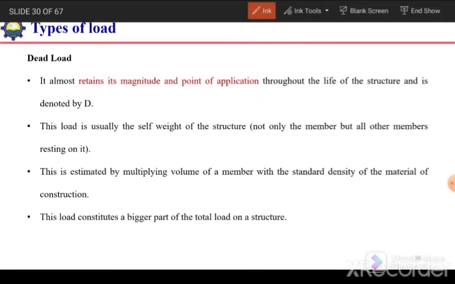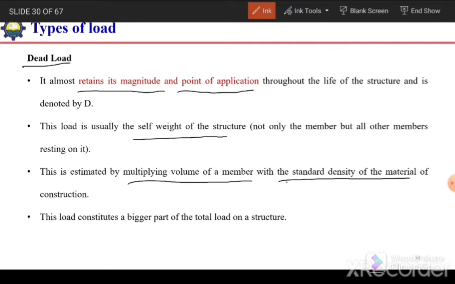First of all, types of load. Dead load is a load which retains its magnitude as well as point of application throughout the life of the structure, and it is denoted by D. This load usually is the self weight of the structure as well as the floor finishes and any permanent feature. This is estimated by multiplying the volume of the member with the standard density.